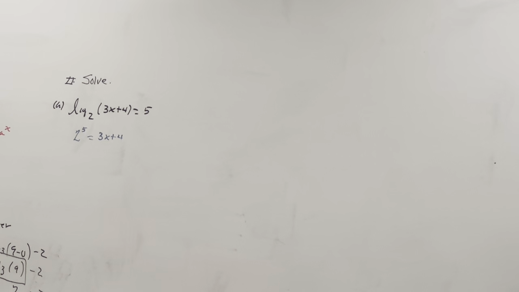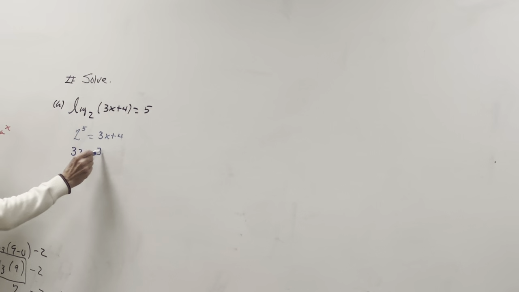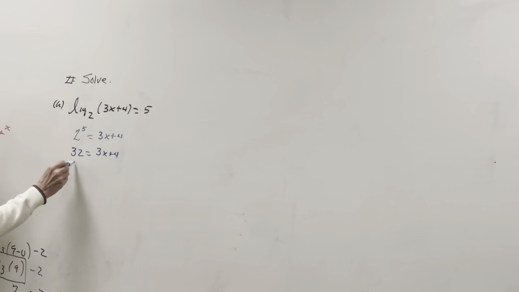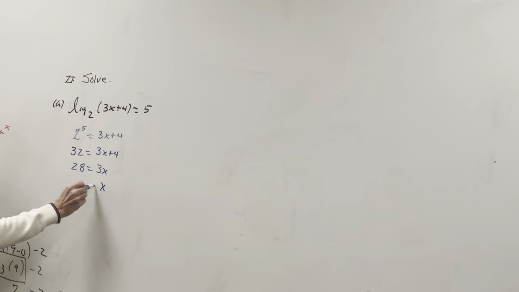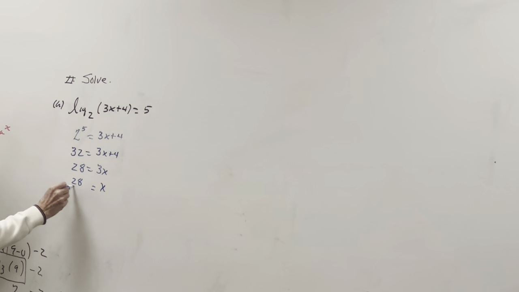Done. The word log's gone, by definition. If I finish that up, I think that's even better here. This is 32 equals 3x plus 4. Now watch me mess up on the math here. 28 equals 3x. It looks like x is going to be equal to 28 over 3. Check my math here. And we're done. That first one is finished.